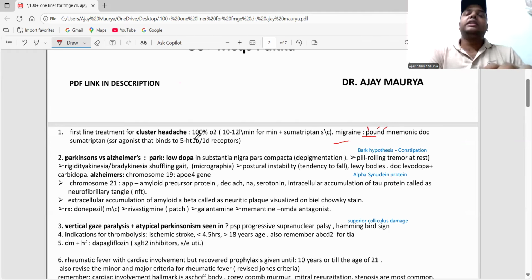Then they will also ask you guys what is the mechanism of action. It is the serotonin receptor agonist which binds the 5-HT 1B and 1D receptors, which causes vasoconstriction. Okay now. Then cluster headache, guys, this is 100% O2. First of all, you have to give oxygen therapy 100%, 10 to 12 liters per minute for 15 minutes. Then you have to give sumatriptan subcutaneously.